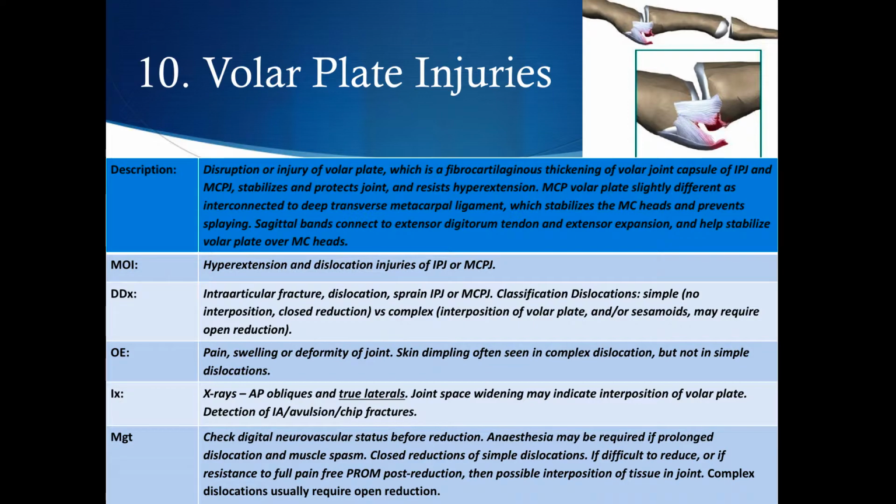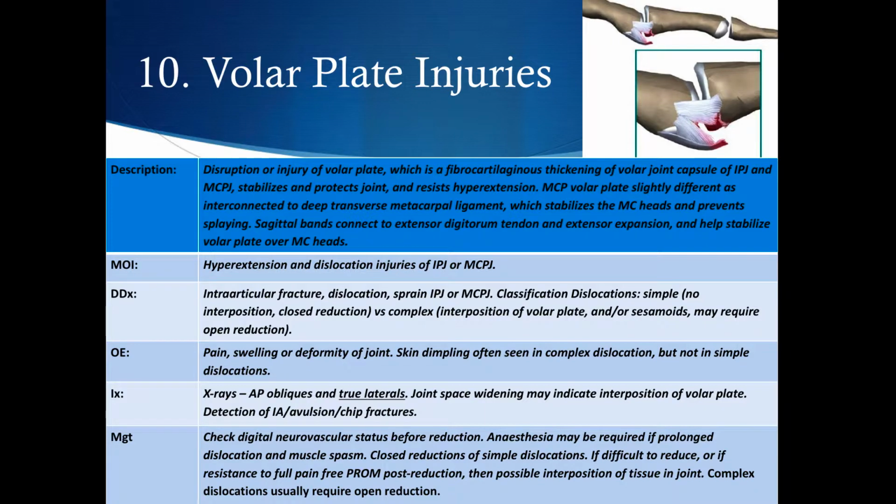Differential would include intra-articular fracture, dislocation, and sprains of the IP and MCP joints. There will be pain, swelling, and deformity of the joint. In complex dislocations, one will often see skin dimpling. In imaging, you should request true laterals as well as AP and obliques for detection of intra-articular avulsion or chip fractures.